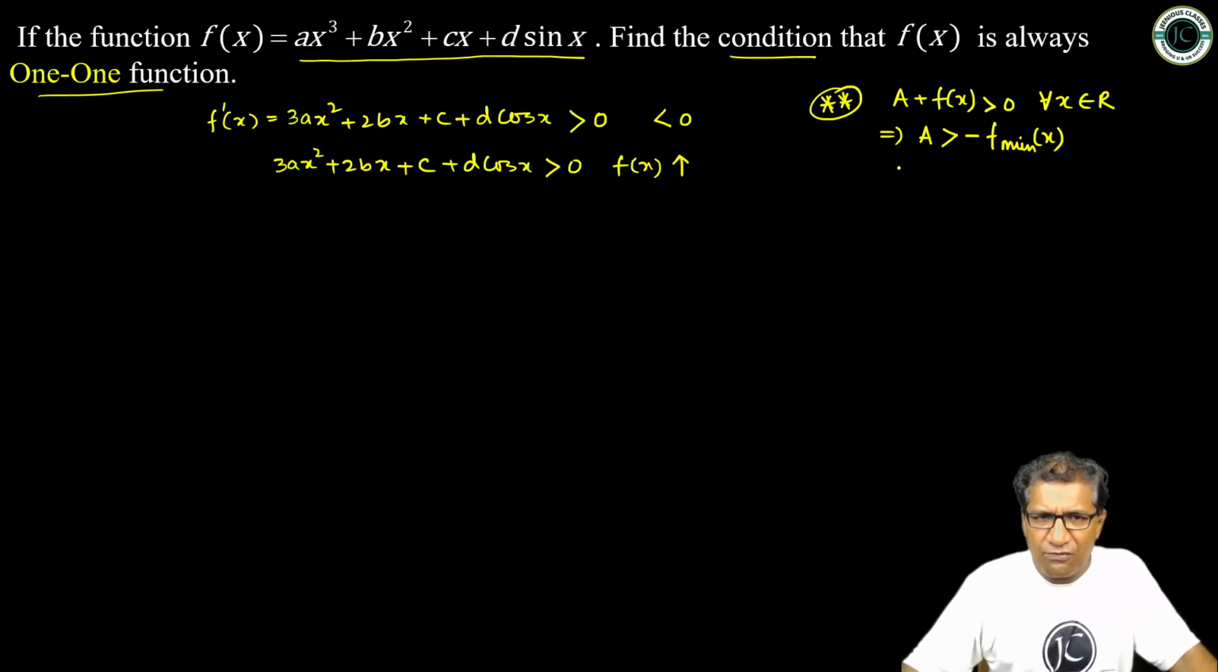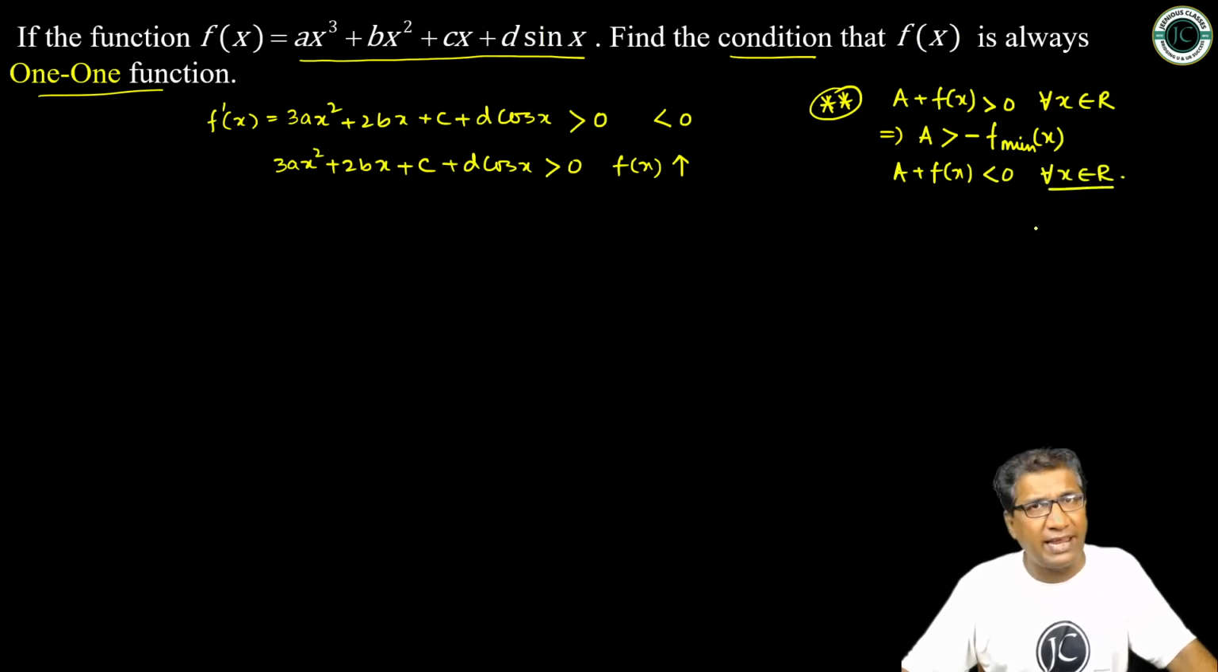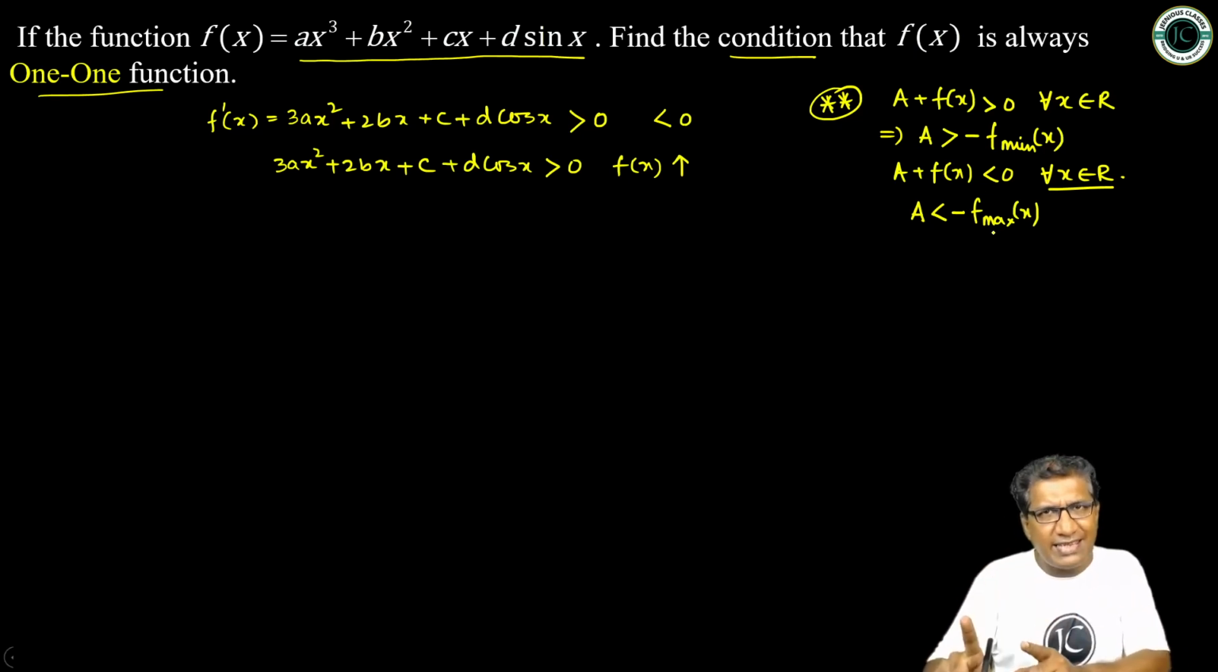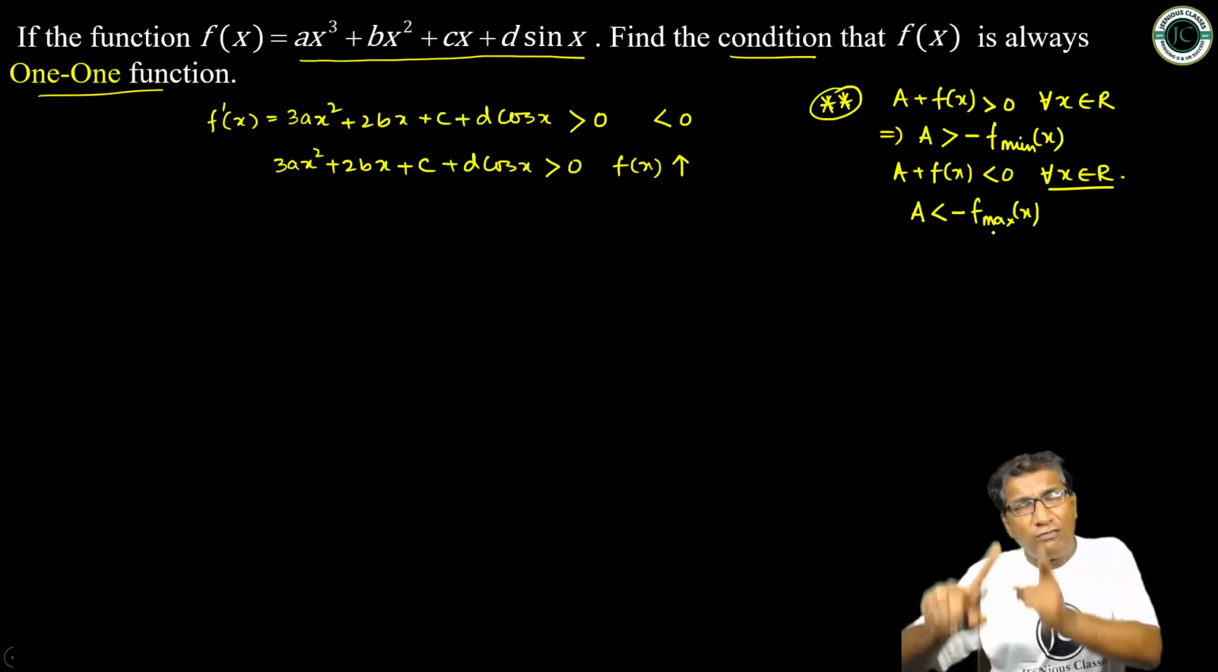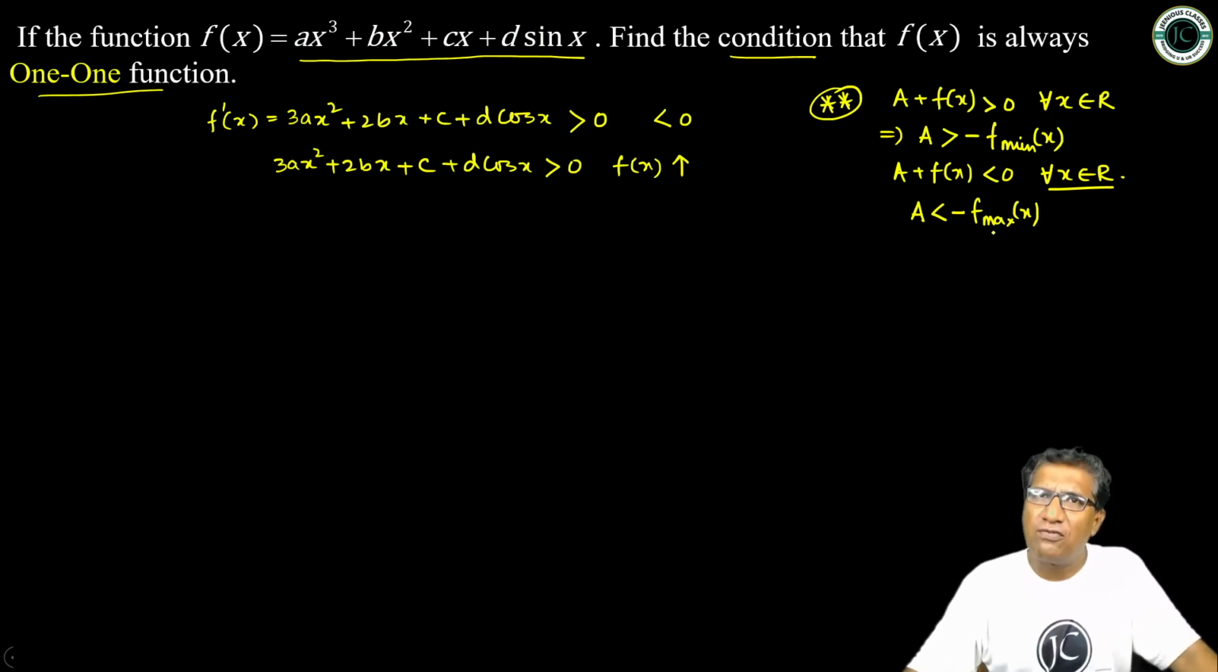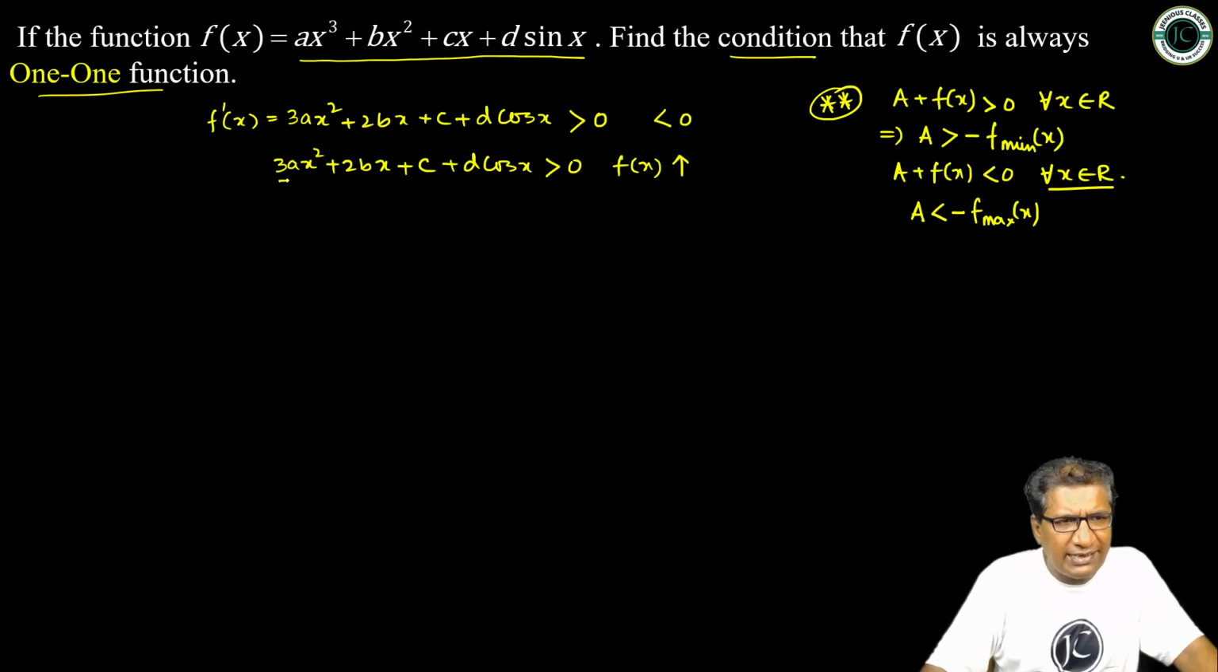And if a plus f(x) is less than 0 for all x belongs to real value, this is a very important thing. If it is not for all x belongs to real value, then this condition will not hold. In that case, you will say that a is less than minus f max of x. That is, your a will be less than the negative of the maximum value of f(x). Is it clear?